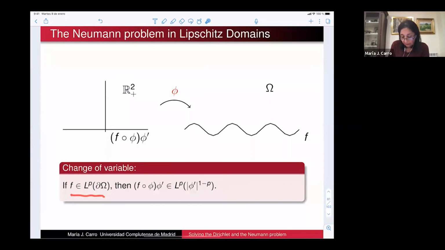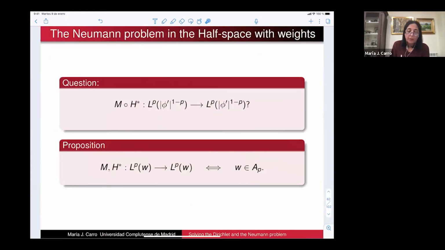Now, if we are in L^p, then this function here is in L^p, this is trivial, not of phi prime, but of phi prime to the power 1 minus p. Therefore, what we need is to control the composition of these two operators on L^p of the weight. In that case, it is phi prime to the power 1 over p.